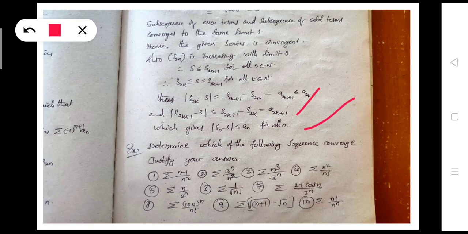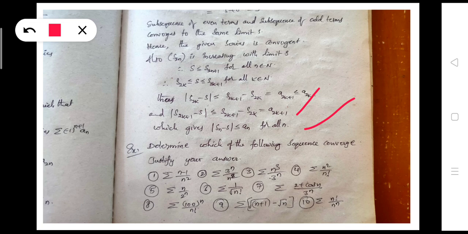Now you have to do some problems based on this series, given below. First one is sigma (n minus 1) by n square, and second one is sigma 3 power n by n square. Third one is sigma n cube by 3 power n. Fourth one is sigma n square by n factorial. Fifth one is sigma n by 2 power n. Sixth one is sigma 1 by root n factorial.